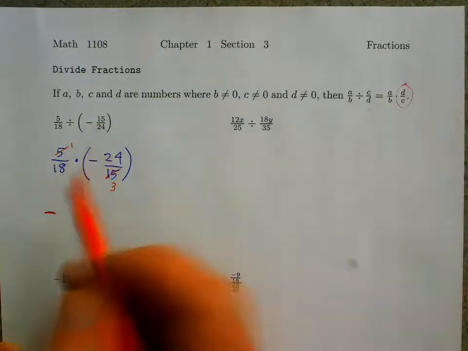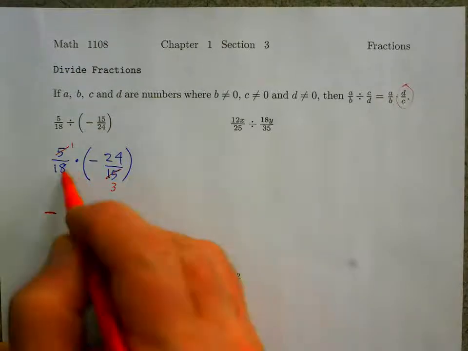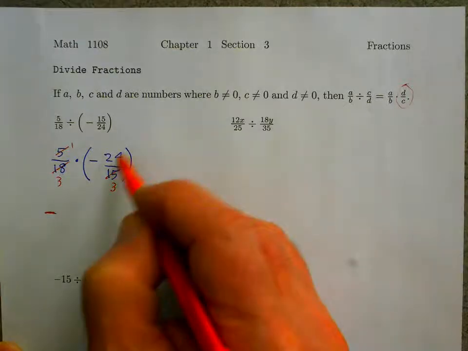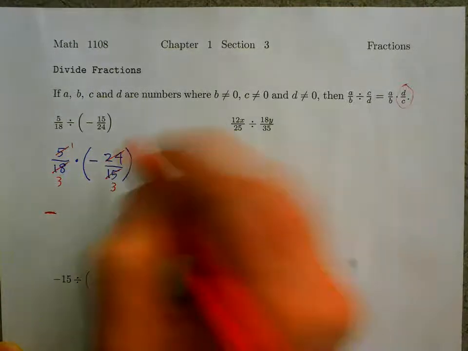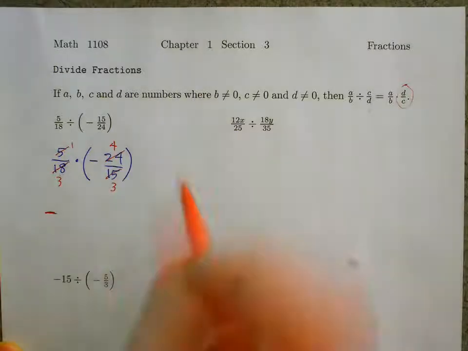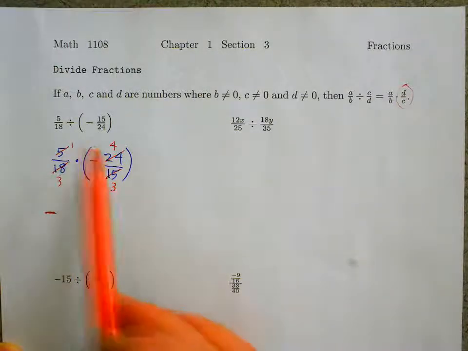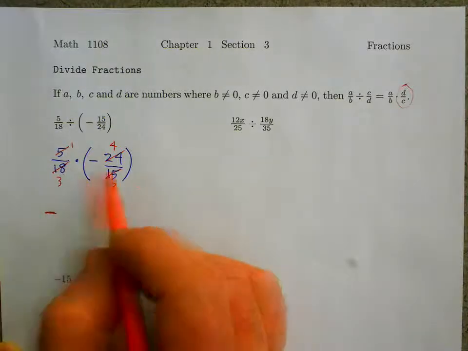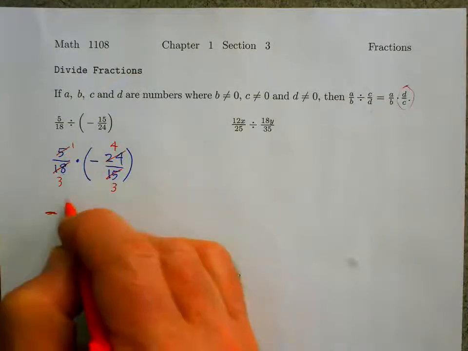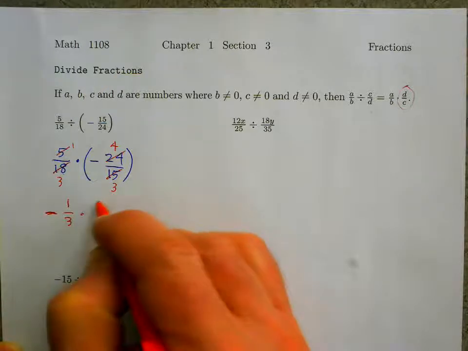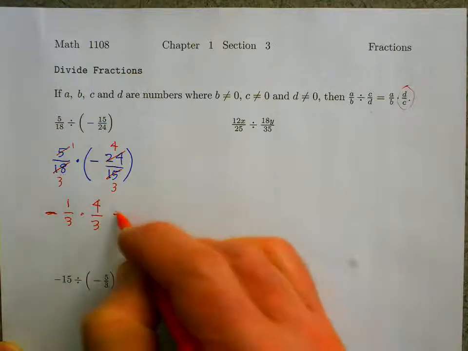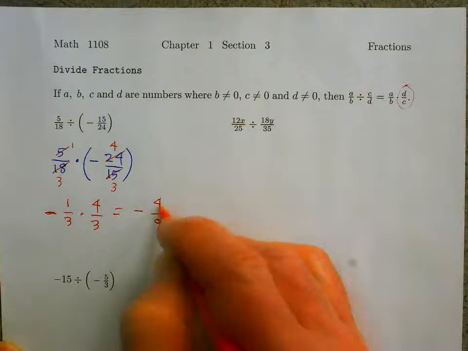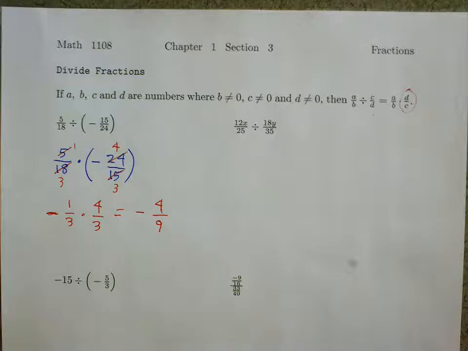But the greatest common factor of 18 and 24 is 6. 6 goes into 18 3 times. 6 goes into 24 4 times. And so what we have, I'll write down a little more detail: it's a positive times a negative, so it's going to be negative, and then 1/3 times 4/3. And then we get negative 4/9 for the result on that one.